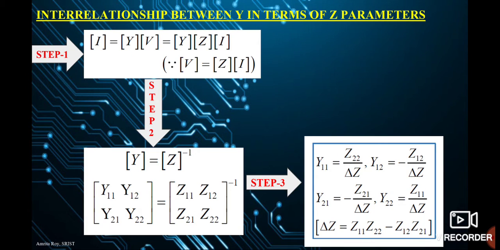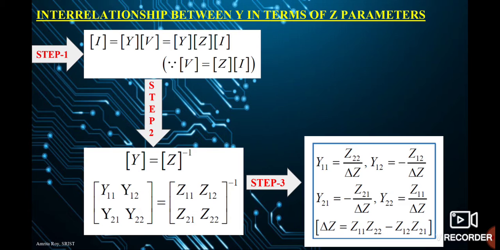Next is the interrelationship between Y in terms of Z parameters. So in step 1, we will write I equals Y into V. Now we know that V is equal to Z into I. So we are going to substitute the value of V in terms of Z and I. So we will get I equals Y into Z into I. In step 2, we will write Y equals Z inverse.